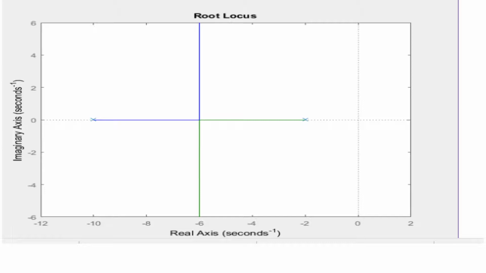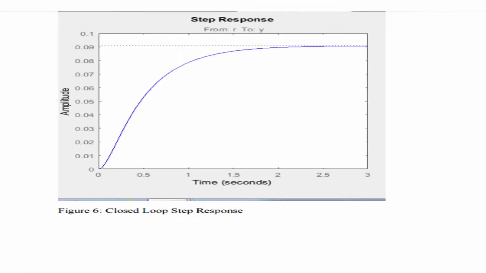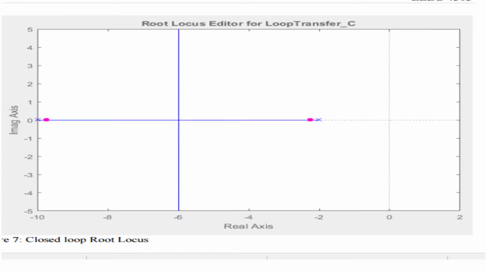For the root locus, as you can see, it ranges from negative 10 to negative 2, and the height from 6 to negative 6. Focus on the units, which are second to the power of minus 1. And here is the closed loop root locus, and as you can see, the range differs, from negative 6 to 5, touching 0 to negative 2. So those are the differences.